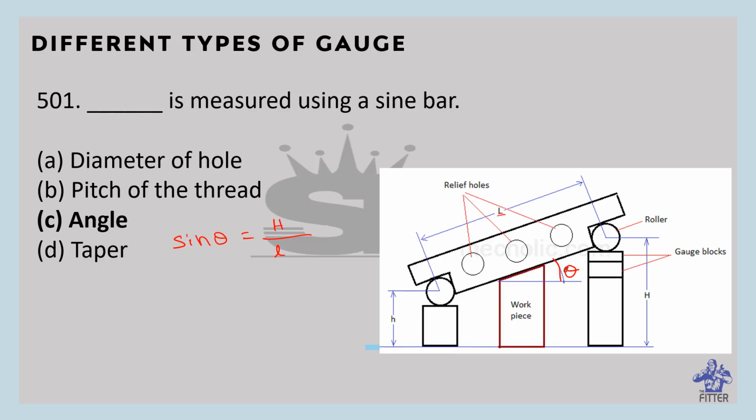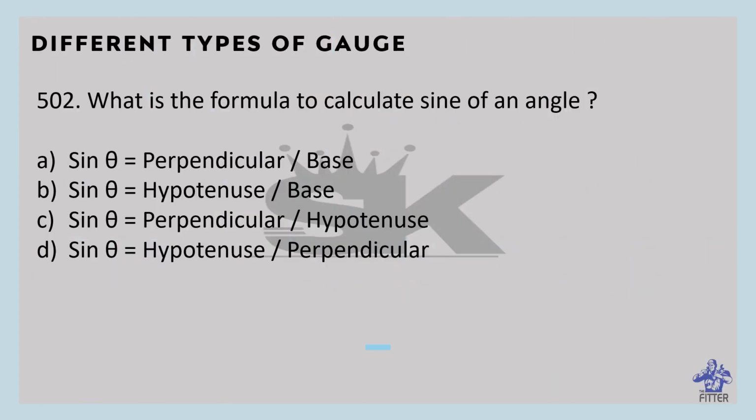I will write it down here in detail. Sine theta equals height of slip gauge by length of sine bar. What is the formula to calculate sine of an angle? That is sine theta equals perpendicular upon hypotenuse.